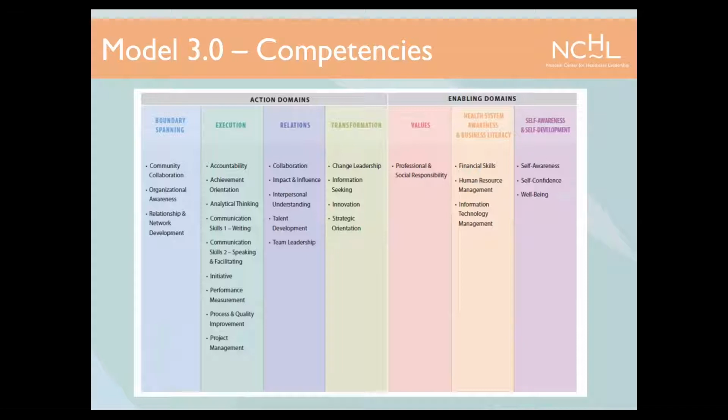As I mentioned prior, in the execution domain, we see the addition of communication skills 1 and 2. And then in the self-awareness and self-development domain, we see the addition of well-being. The other thing I'd like to mention on this competencies page is that in the self-development domain, we have well-being. And with well-being, we do not yet have levels of proficiency. What we're looking to do for that is continue to monitor the literature for areas we might be able to build out as to what a proficiency level for well-being looks like.